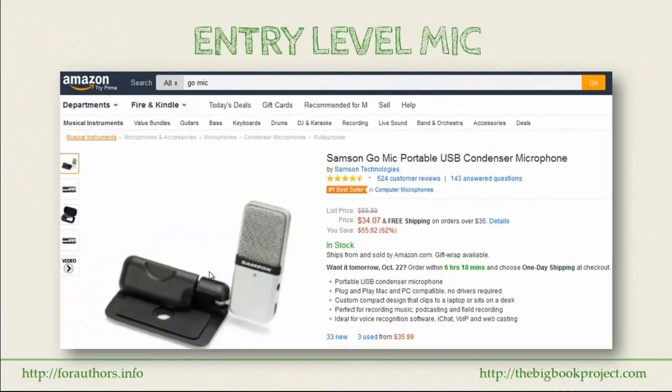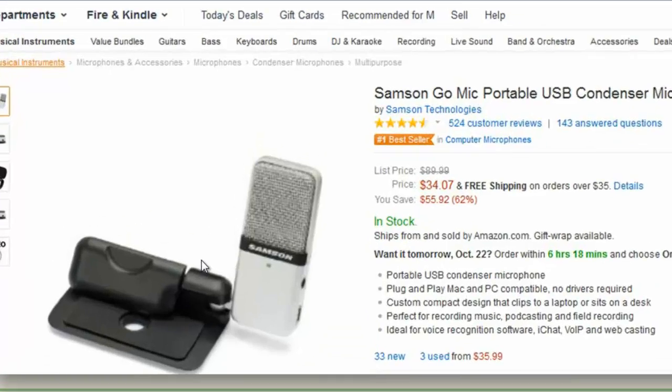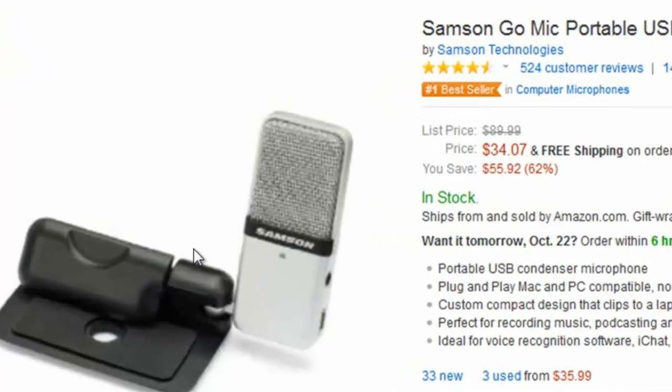This is one that's been recommended to me and that I think is a great one. The Samson Go mic is a USB mic, and it's also a condenser mic. That means that it's quite a high quality. Condenser mics are the ones that are recommended by professionals. They say if you're not going to have a condenser mic, it's not worth doing. So a condenser mic is great.